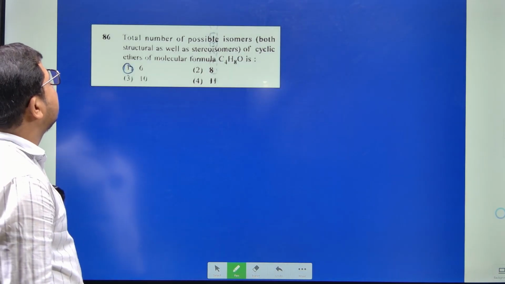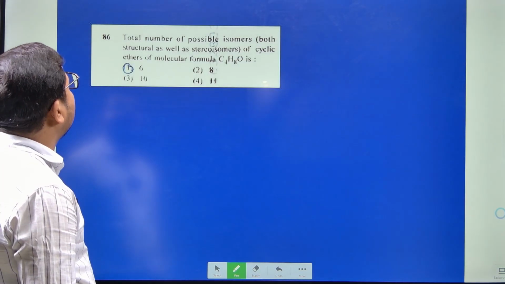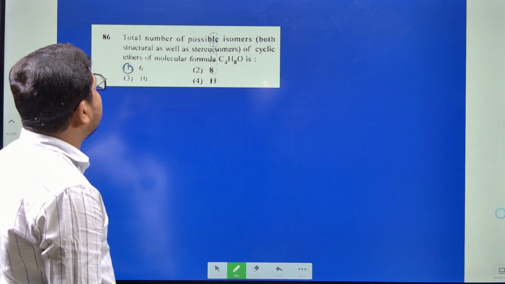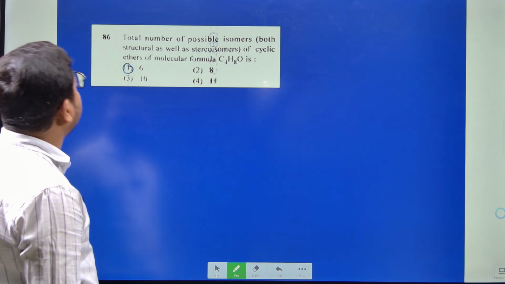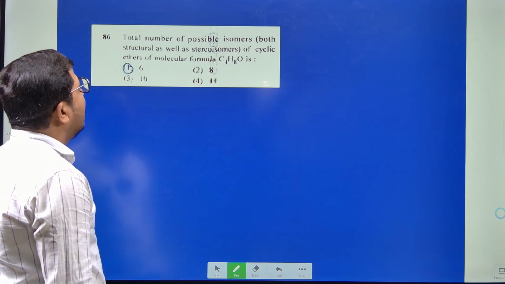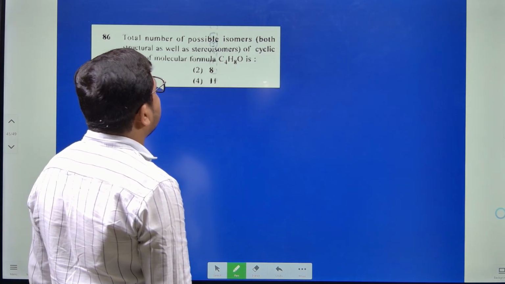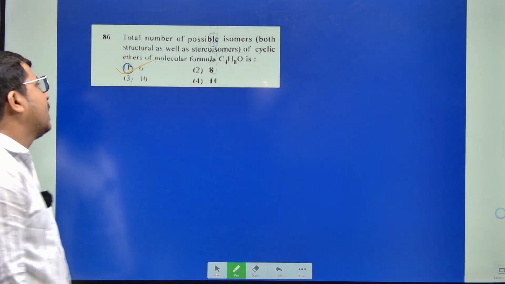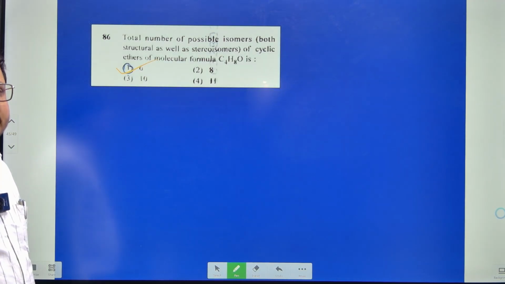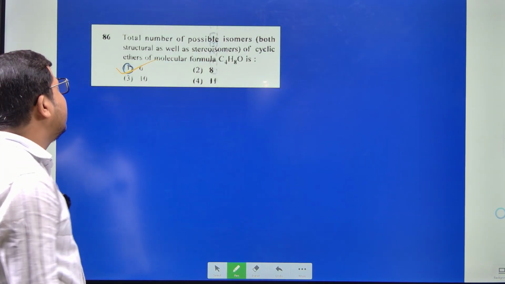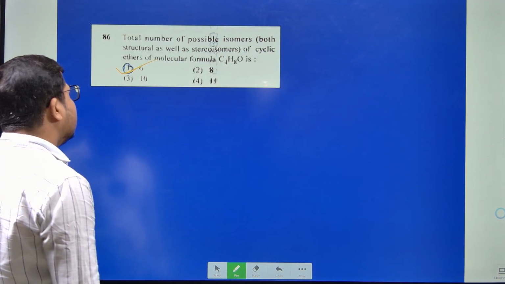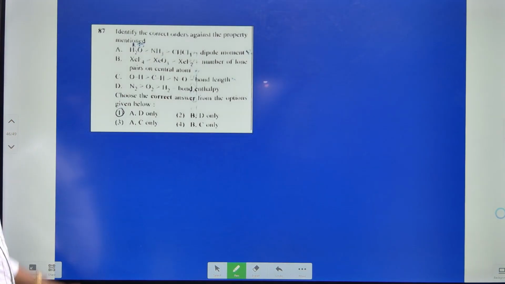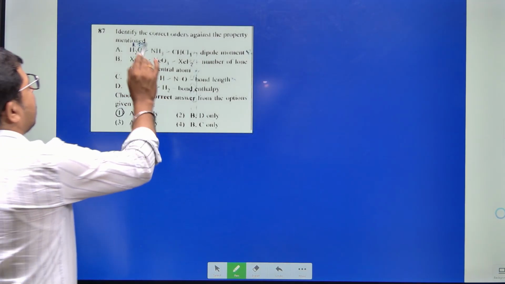And the 86th question, the total number of possible isomers, both structural as well as cyclic ethers, of molecular formula C4H8O. There is no confusion at all. For this one, completely 6 isomers we can easily draw from the given molecular formula.